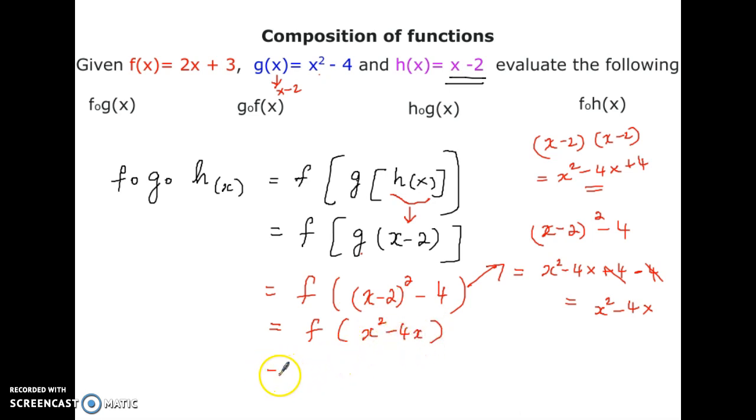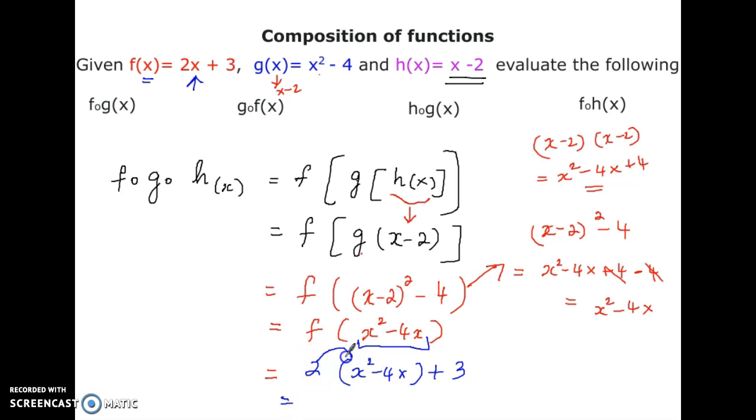Now I'm going to take this new expression that I got from simplifying g of x minus 2, and I'm going to put it in the f rule. So the f rule says that f of x is 2x plus 3, right? Instead of this x, I'm going to substitute this whole expression. So 2 times the quantity x square minus 4x, plus 3. Now since it's in parentheses, we have to distribute.